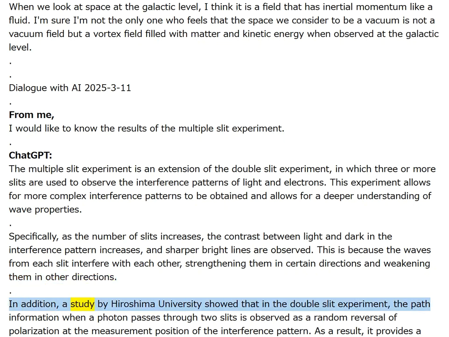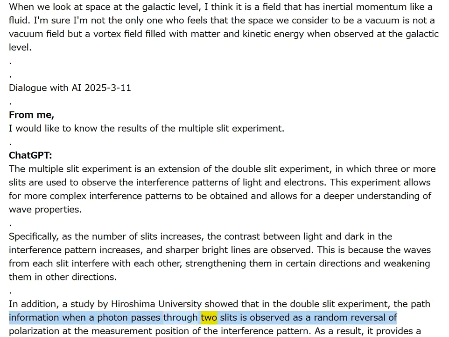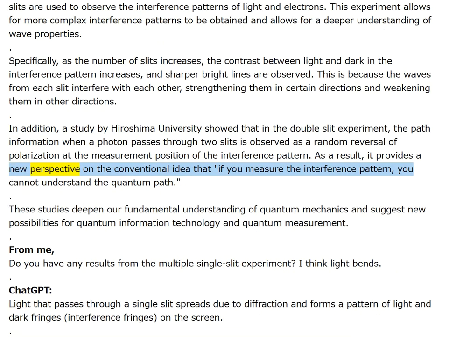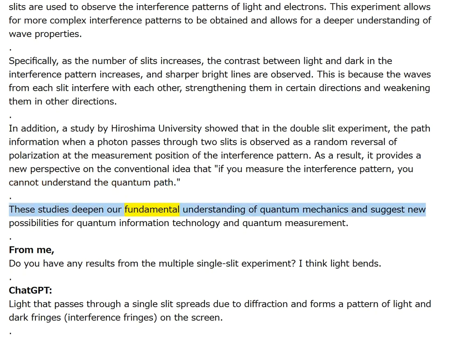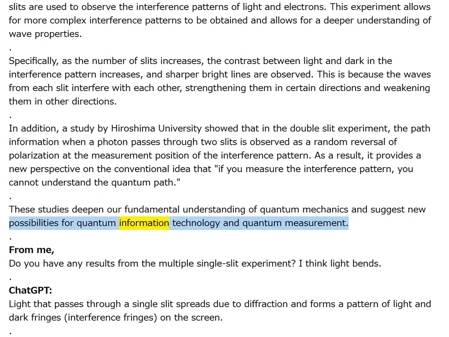In addition, a study by Hiroshima University showed that in the double slit experiment, the path information when a photon passes through two slits is observed as a random reversal of polarization at the measurement position of the interference pattern. As a result, it provides a new perspective on the conventional idea that if you measure the interference pattern, you cannot understand the quantum path. These studies deepen our fundamental understanding of quantum mechanics and suggest new possibilities for quantum information technology and quantum measurement.